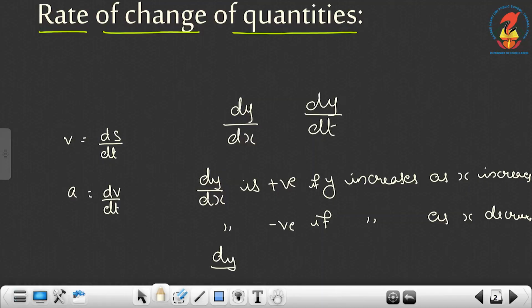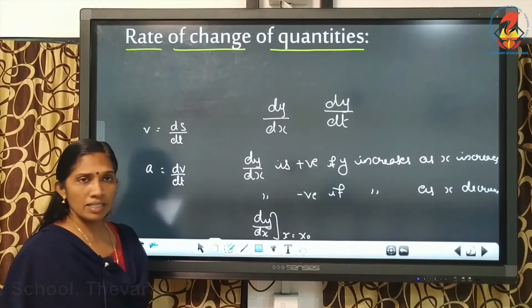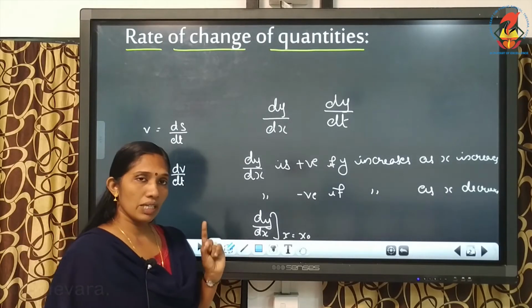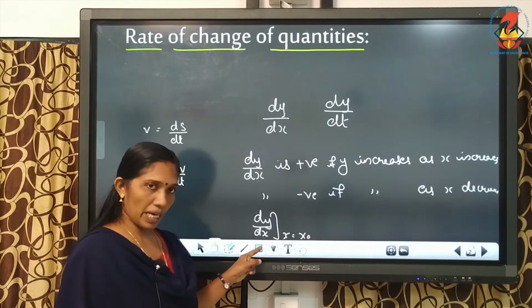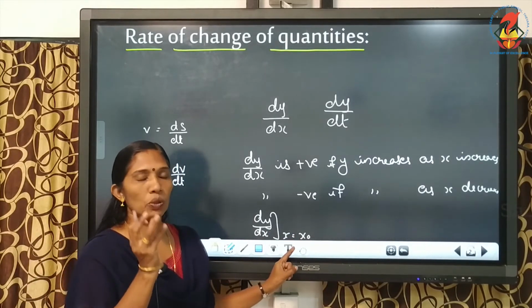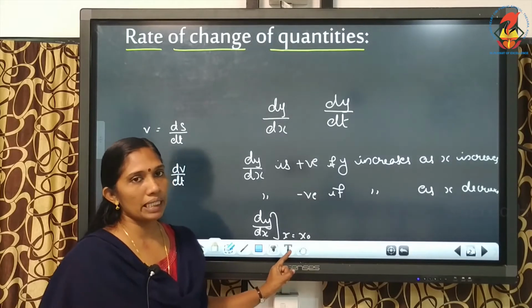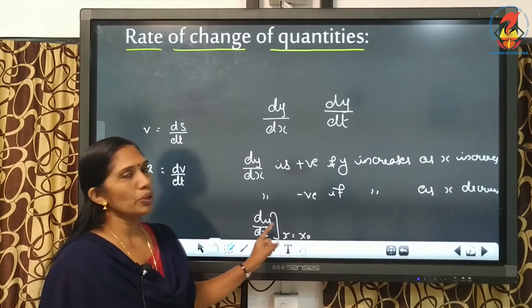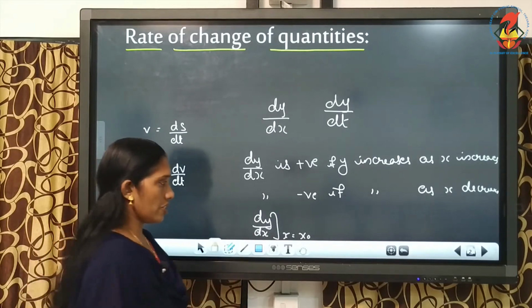Then another notation, dy by dx at x equal to x0. What is the meaning of this? It means the derivative of y with respect to x at x equal to x0. That is a particular value for x that will be given. So at x equal to x0, that is the meaning of this notation.